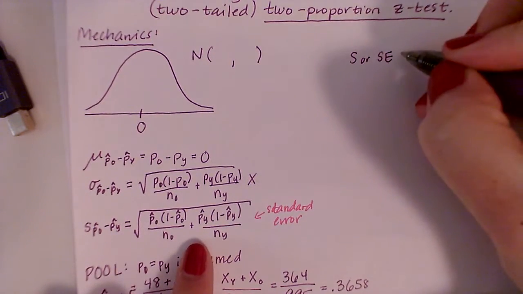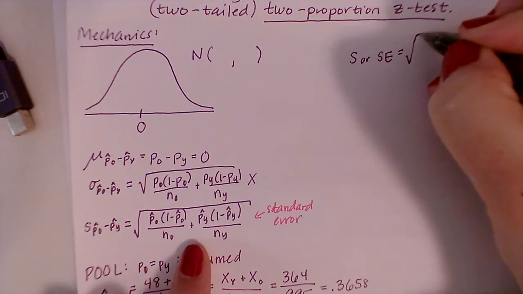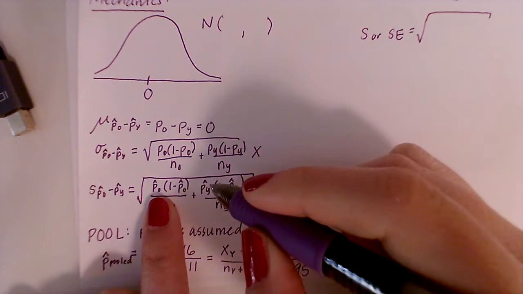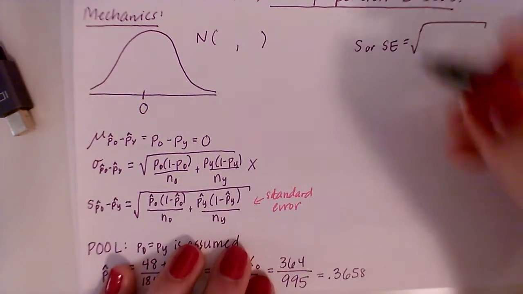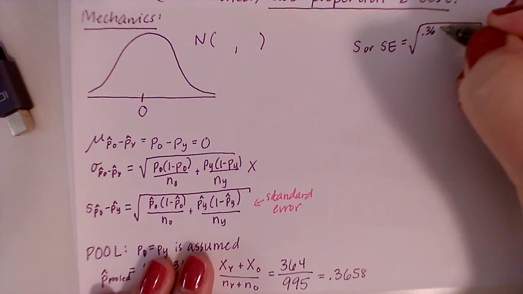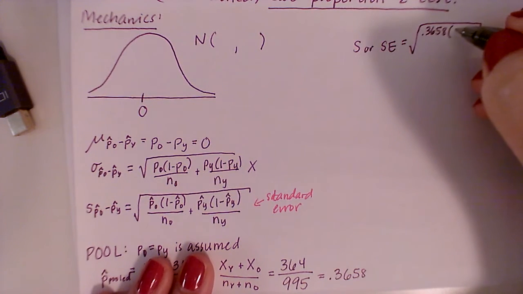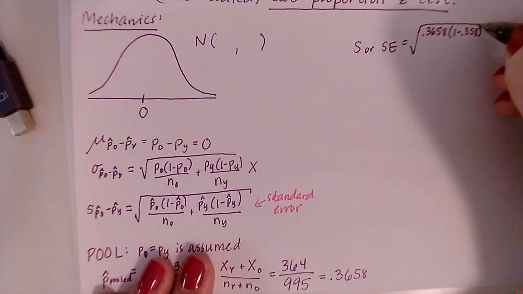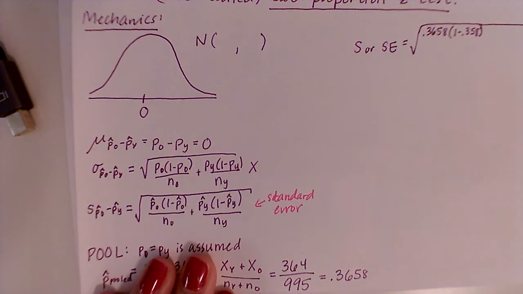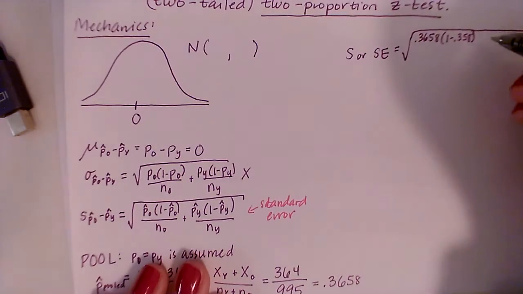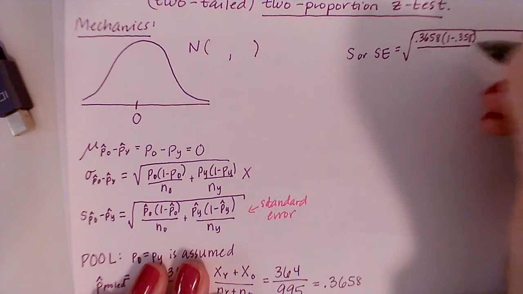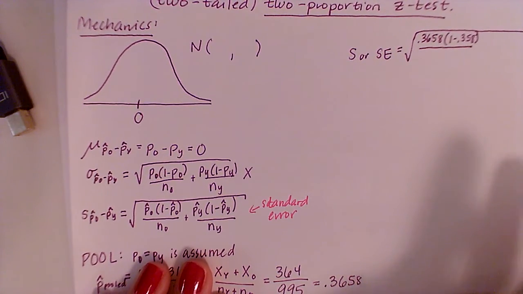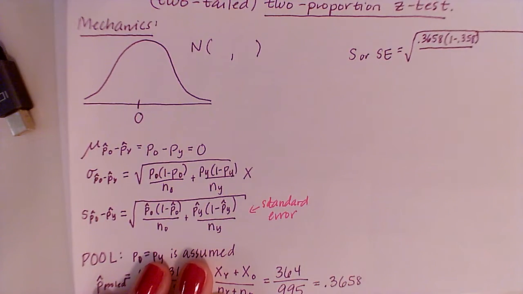Okay. And what I'm going to see is I have the square root of, okay, now anytime I have PO or PY, I'm going to use this number that we found here. So I'm going to use 0.3658 times 1 minus 0.3658, okay? Kind of extend my square root sign out because it's going to be a long number. And I'm going to divide that by, okay? Now I'm going to divide it by the number that we used for both of these.